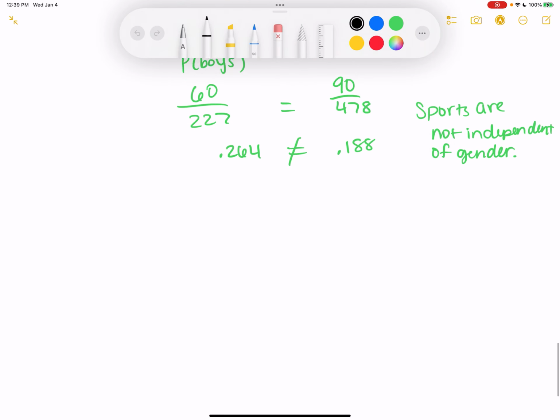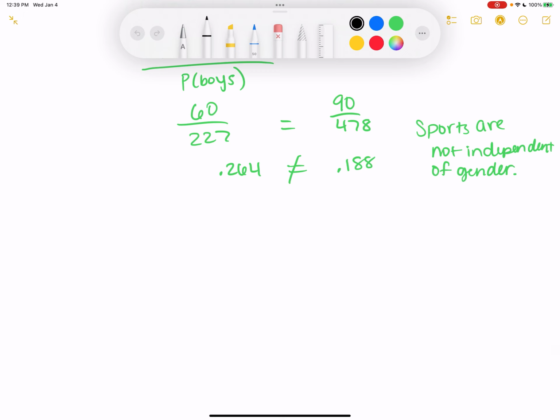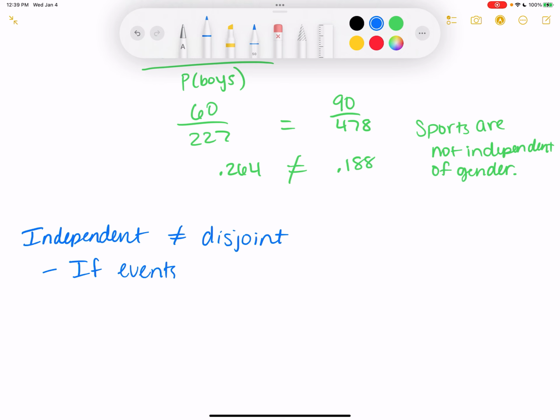All right, so we stopped after the examples yesterday. Picking up, we talked about independent yesterday, but independent does not equal disjoint. If events are mutually exclusive, they can't be independent.